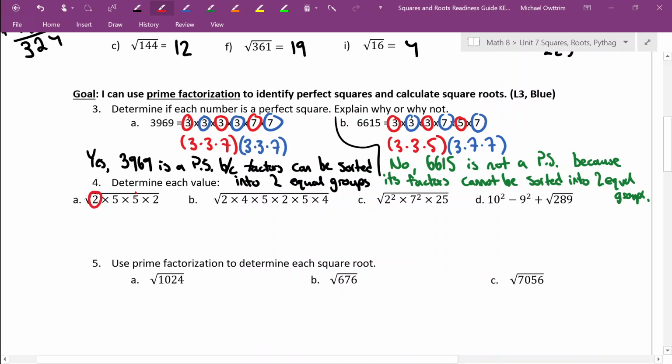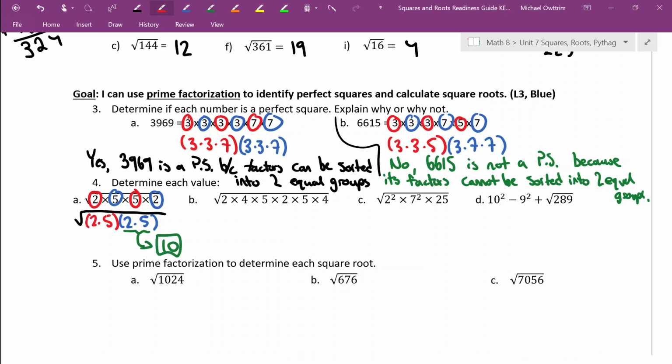So let's go ahead, just like we did in class, sort every second factor. So we got our square root of our 2 groups, 2 times 5 in the red group, and 2 times 5 in the blue group. Remember, the order of multiplication does not matter. And since we have something multiplied by itself under that square root, the value of one of those groups is our value of our square root, so it's 10. Let's do the same thing over here.